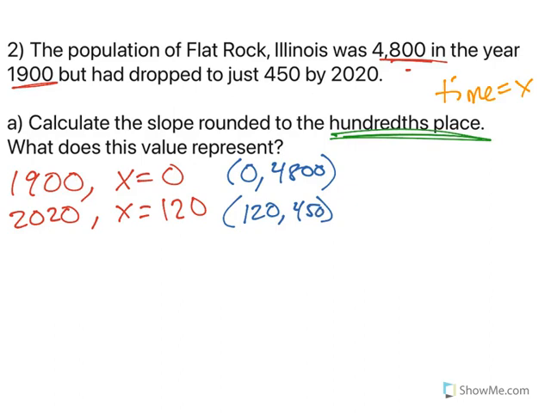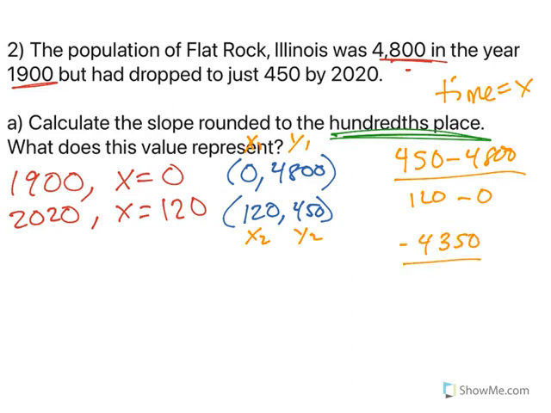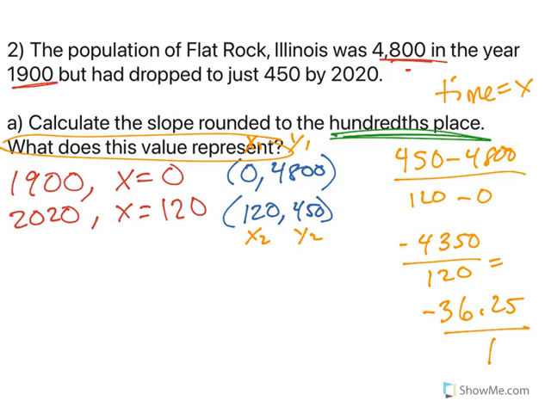Let's find our slope. So I'm going to use this as x1, y1, and then this would be x2, y2. So 450 minus 4,800 divided by 120 minus 0. So 450 minus 4,800 is negative 4,350 over 120, which is negative 36.25 over 1. I put it over 1 to help us with what this value represents. So I know my slope: negative 36.25.